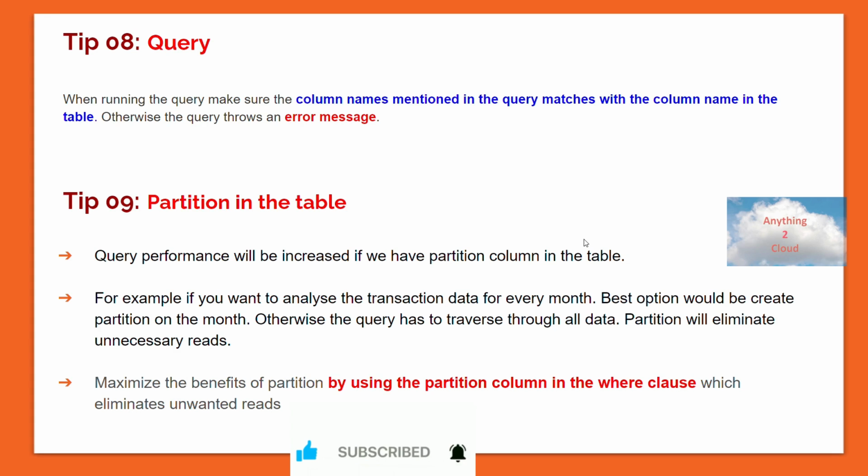The next step is on the partition in the tables. The query performance will be increased if you have a partition column in the table. For example, if you want to analyze the transaction data for every month, the best option would be to create a partition on the month. Otherwise, the query has to traverse through all the data. This partition will eliminate unnecessary reads. So to maximize the benefit of partition, use the partition column in the where clause, which eliminates the unwanted reads.